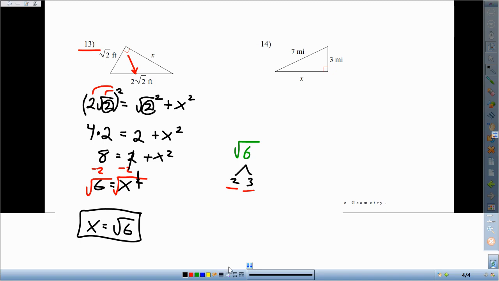Okay, so if you can do those two problems I just did, the rest of them are even more straightforward and simple. I did the two ones I thought were the hardest problems. Okay, so go ahead and work on this. Make sure you're showing your work on every single problem.